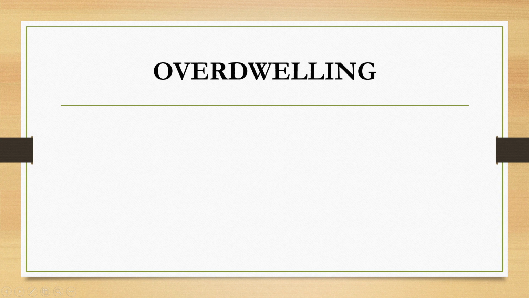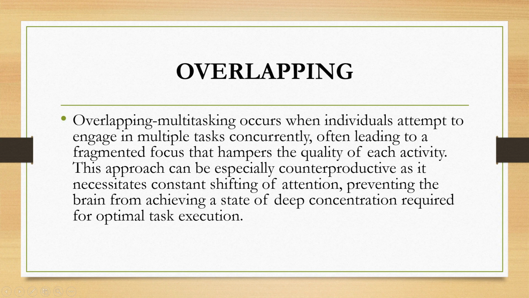Lastly is known as overlapping. Overlapping multitasking occurs when individuals attempt to engage in multiple tasks concurrently, often leading to a fragmented focus that hampers the quality of each activity. Multitasking results negatively.